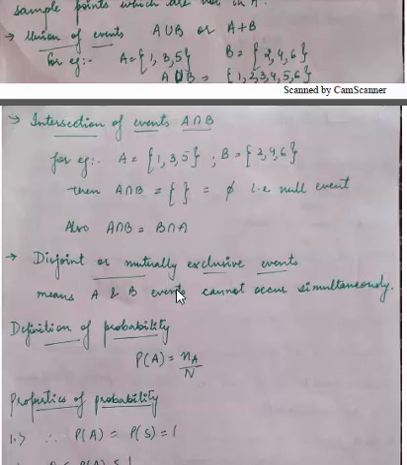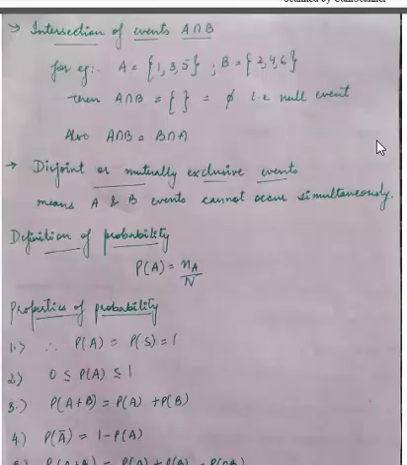Next is disjoint or mutually exclusive events. If the intersection of two events, suppose A and B, is a null event, they are said to be mutually exclusive or disjoint events. That means events A and B cannot occur simultaneously.